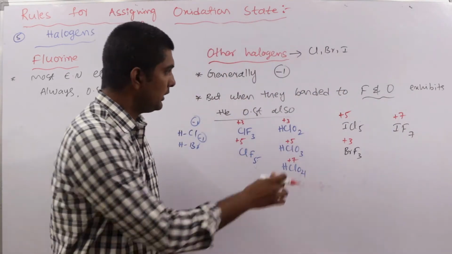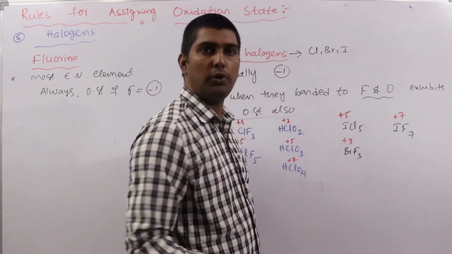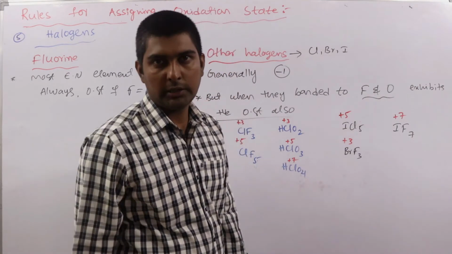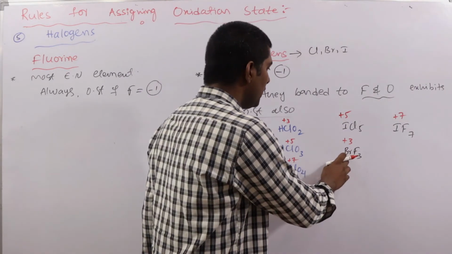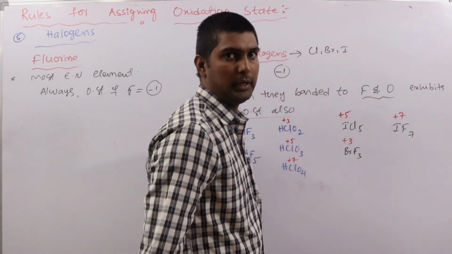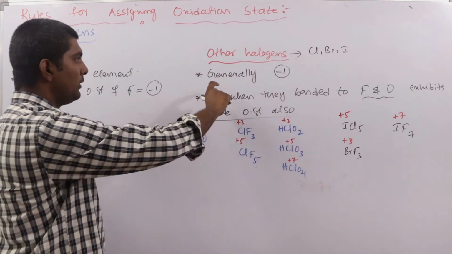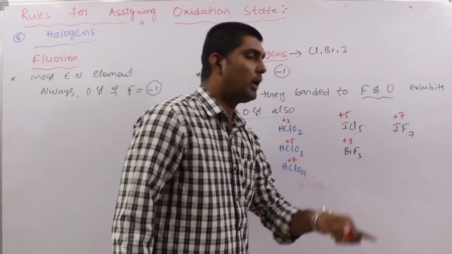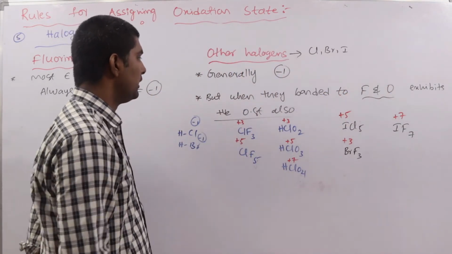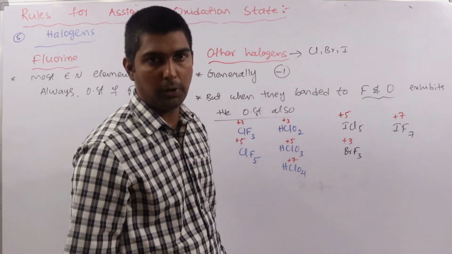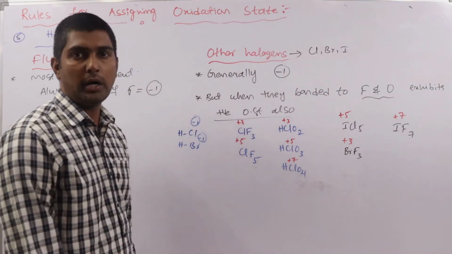See, because within the group chlorine is more electronegative than iodine, that's why iodine exhibits a positive oxidation state. Here also fluorine is more electronegative than bromine, so that's why bromine is +3, like that. Okay, so halogens are generally -1, but when bonded to fluorine and oxygen, they exhibit positive oxidation states. And also in interhalogen compounds, they exhibit positive oxidation states.